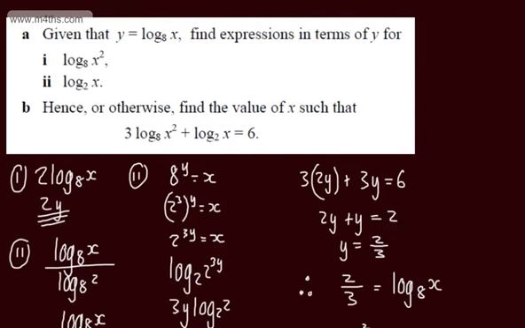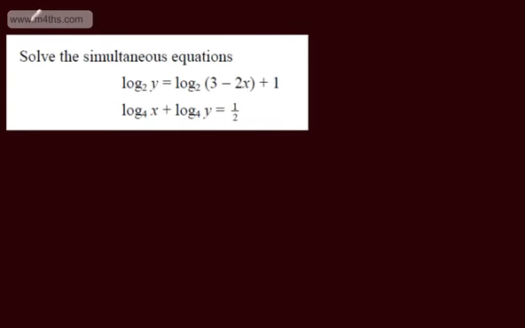Okay, let's go ahead and look at another one. We're asked to solve the simultaneous equations. Log to the base 2 of y is equal to log to the base 2 of the quantity 3 minus 2x plus 1. And log to the base 4 of x plus log to the base 4 of y is equal to 1/2. What I'm going to do here is subtract the quantity log to the base 2 of 3 minus 2x from both sides. So we'll call this one equation 1, and this one equation 2.